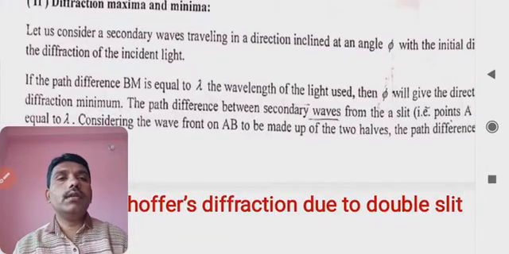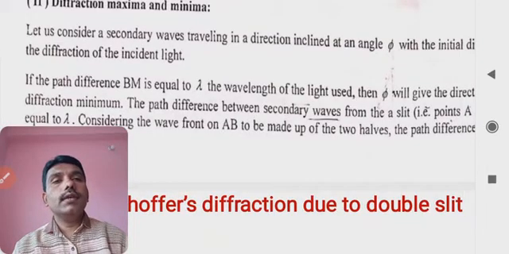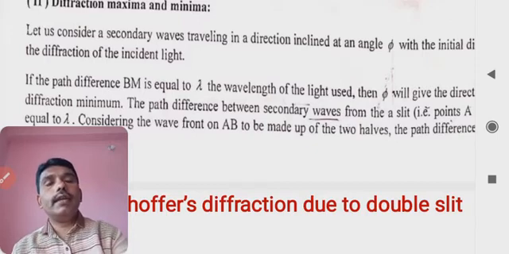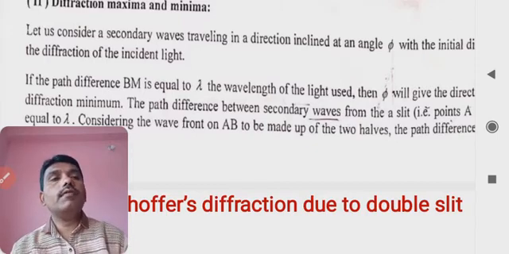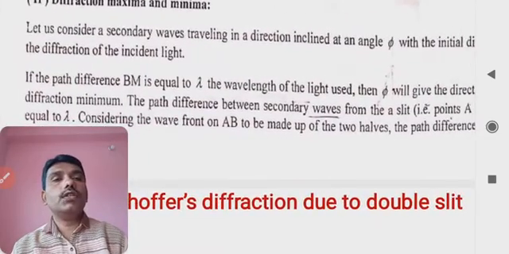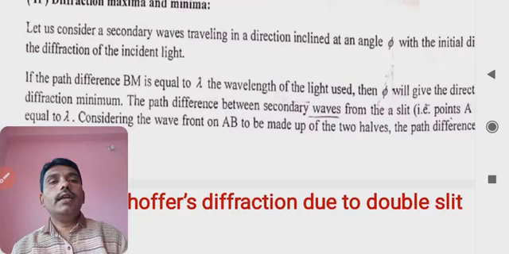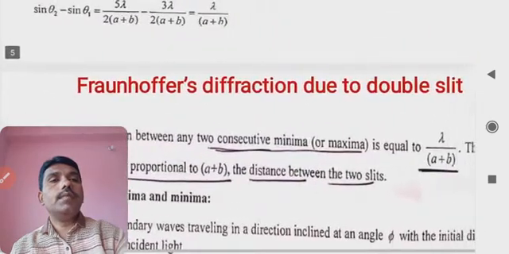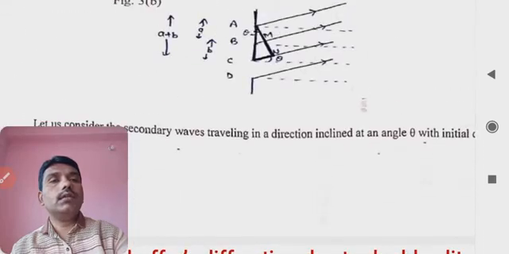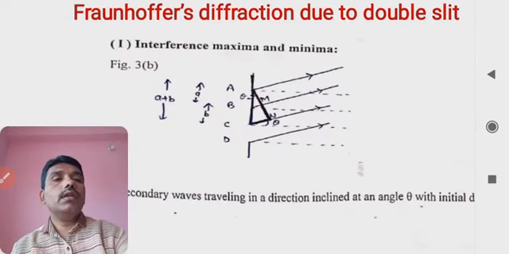Let's consider the secondary wave traveling in the direction inclined at an angle phi instead of theta, with the initial direction of the incident light. If the path difference bm is equal to lambda, here it is quite interesting. So let's check the same diagram here.